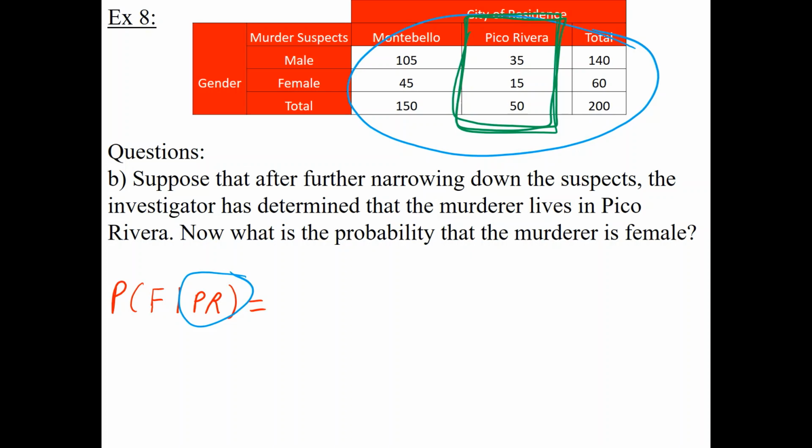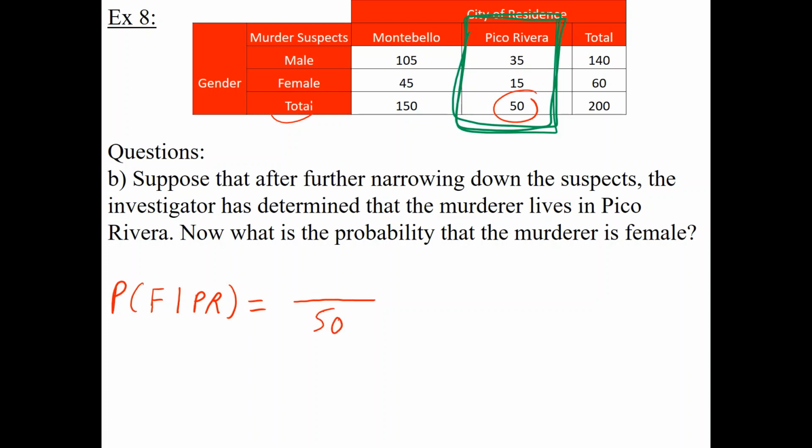Okay, so now to get the answer, we're going to put a fraction line here. Well, in my new sample space, how many people are there total? Here's where it says total, so 50 people total in my new sample space, so 50 down here. Okay, and of those, how many are female? So this is the female column right here. So how many female? 15. So that's the conditional probability. Again, you don't go anywhere outside this Pico Rivera column right here. Okay, so that's how that one goes. Again, if you want to simplify it, it's up to you.